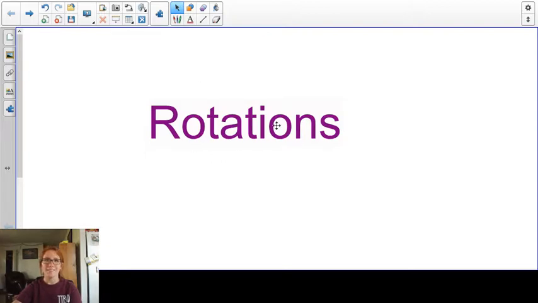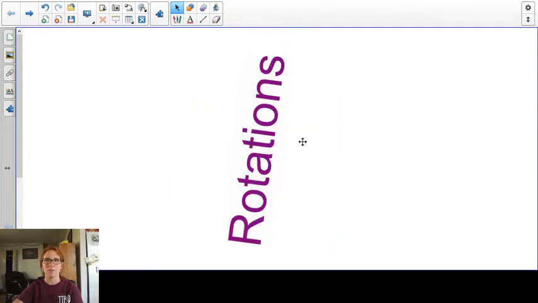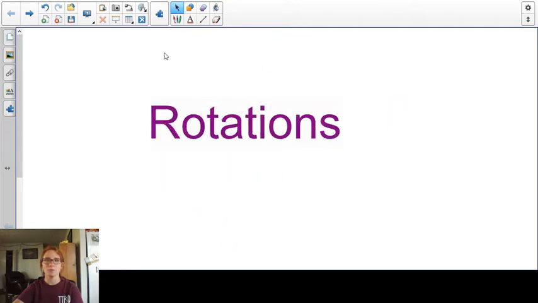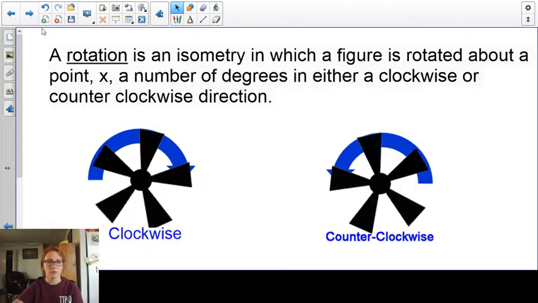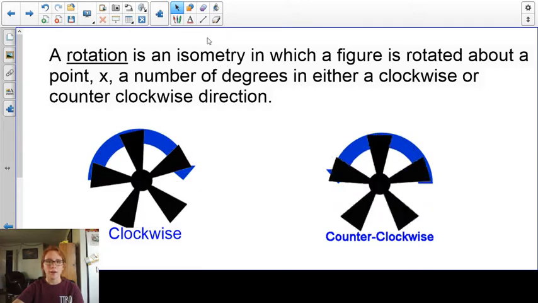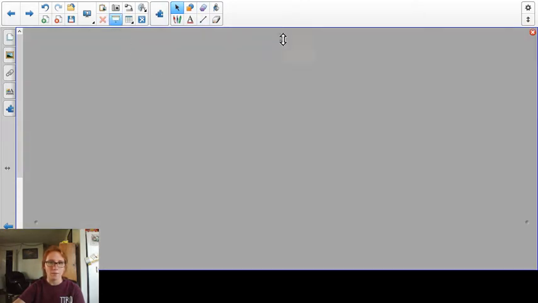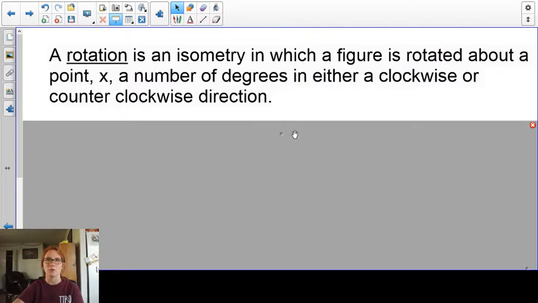All right, so today we're going to talk about rotations. Spins, woohoo. Okay, so we're going to go ahead and rotate stuff around the origin. So if I cover this for a second, a rotation is an isometry, so everything should be the same size today. We shouldn't be changing shape at all.